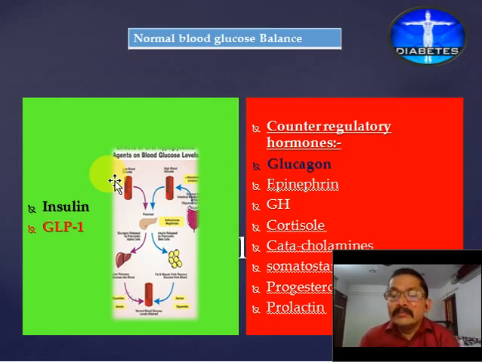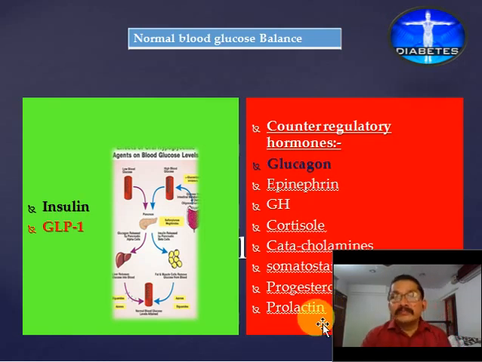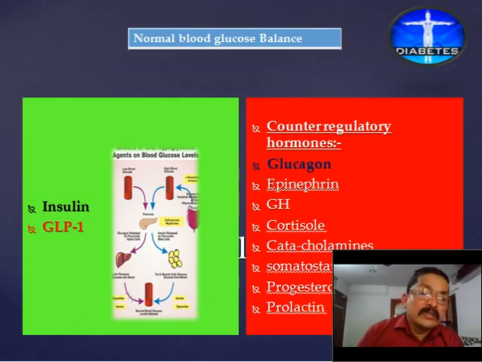and at the same time the hormones known as glucagon, epinephrine, growth hormone, cortisol, catecholamine, somatostatin, progesterone and prolactin will resist the insulin action or may promote gluconeogenesis. So, a well-balanced hormonal influence plays a great important role in the normal blood glucose level in a person.